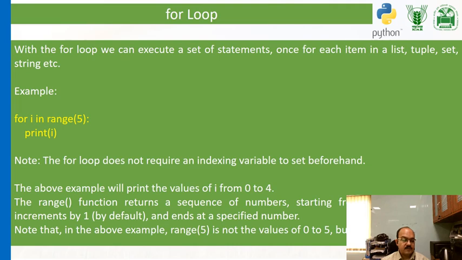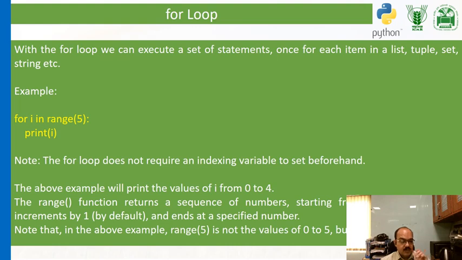Now you see the difference in while loop and for loop. In case of while loop, we have to set the value of the indexing variable before using. But here it is not needed. So we directly use the i indexing variable in the for loop.